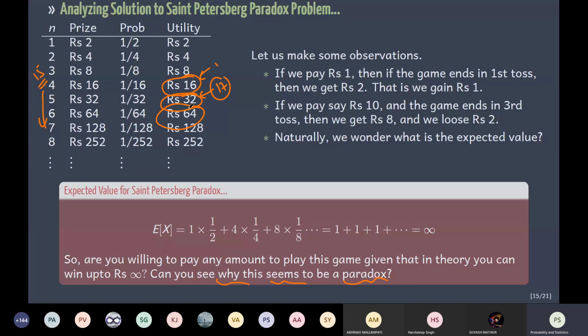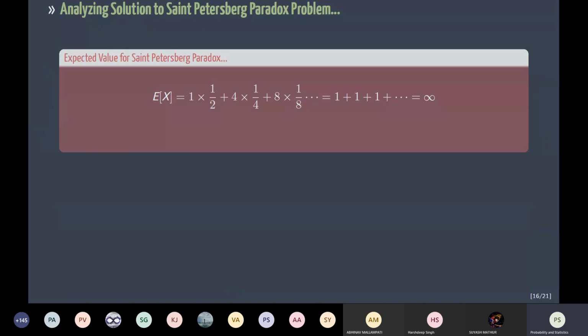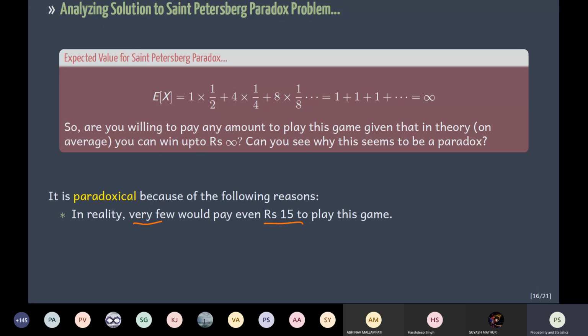But the problem is that the chances of the game going beyond the 5th, 6th trial are diminishing a lot. Although the prize money is also proportionally increasing, the chances of this happening are rather low. So if you play this game in a realistic scenario, even with simple common sense, you will say that it is not making much sense to me. This is why this is a paradox.